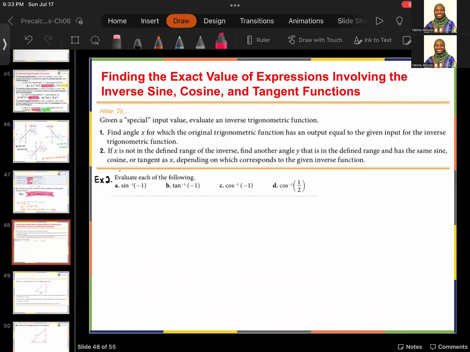Okay. Next, let's look at finding exact values of expressions that involve these inverse trig functions. So for example, if we have a special input value, and when we say special input value, it is from the ones that we are already familiar with, like pi over 6 or pi over 3 or 1, just those good old functions. Now let's look at the following examples.